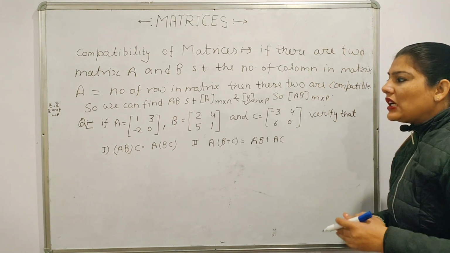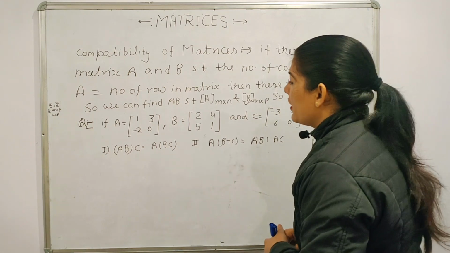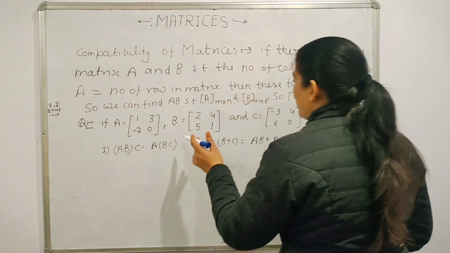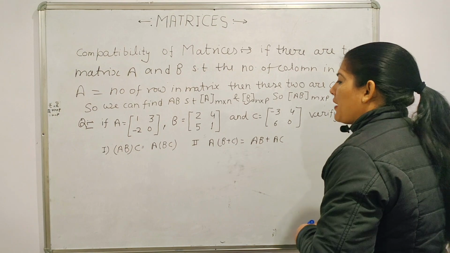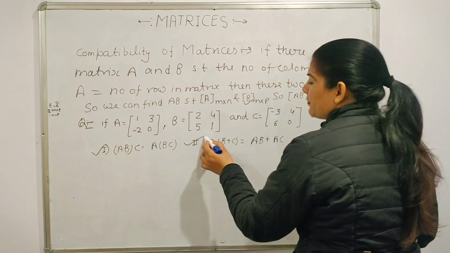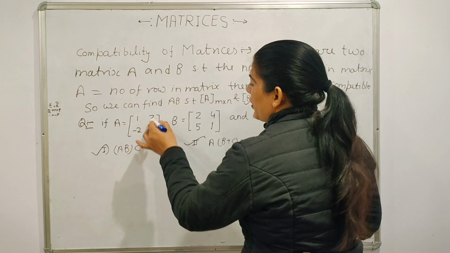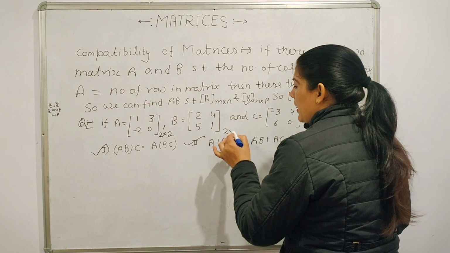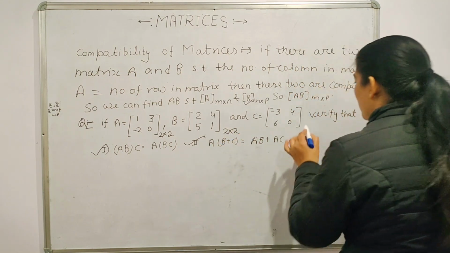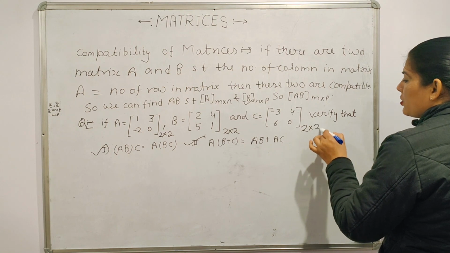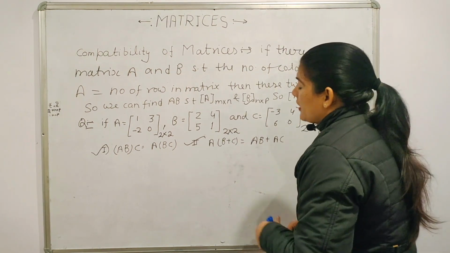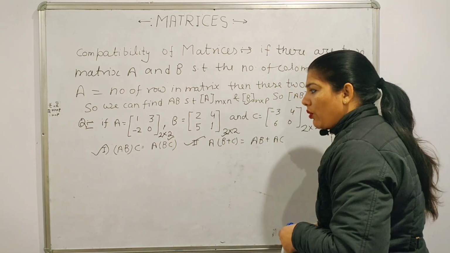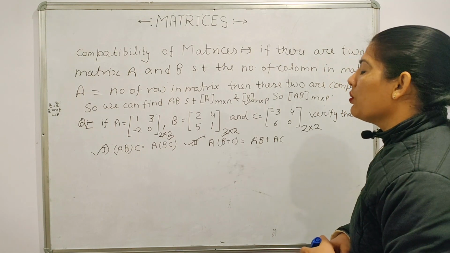So here let's discuss the question. What is the question here? Matrix A is 1 3 minus 2 0, and B is this and C is this. We have to verify these two conditions. As you can see here, what is the order of the matrix? It's 2 by 2. I can see that the order of all three matrices is 2 by 2 here. So the number of columns should be equal to the number of rows, then we can multiply these two matrices.